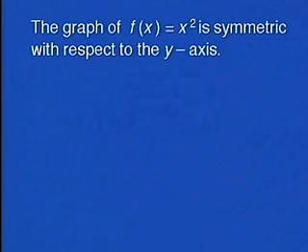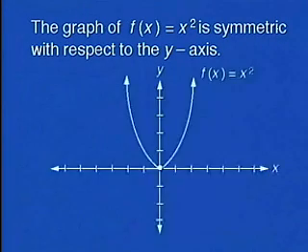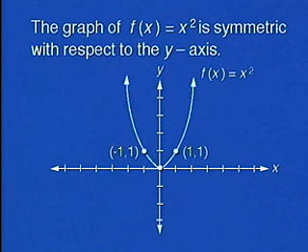The graph f of x equals x squared is symmetric with respect to the y-axis. This is a new concept. We're looking at some form of symmetry. All of us know a little bit about symmetry from our experience in the world, and we're going to try and see if we can define it mathematically. First of all, we'll go ahead and graph f of x equals x squared, and then we'll just observe some of the ordered pairs on f of x.